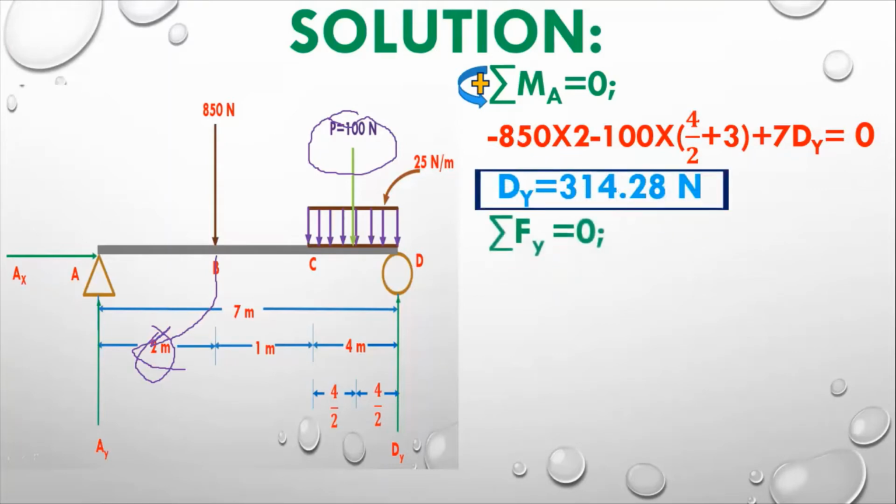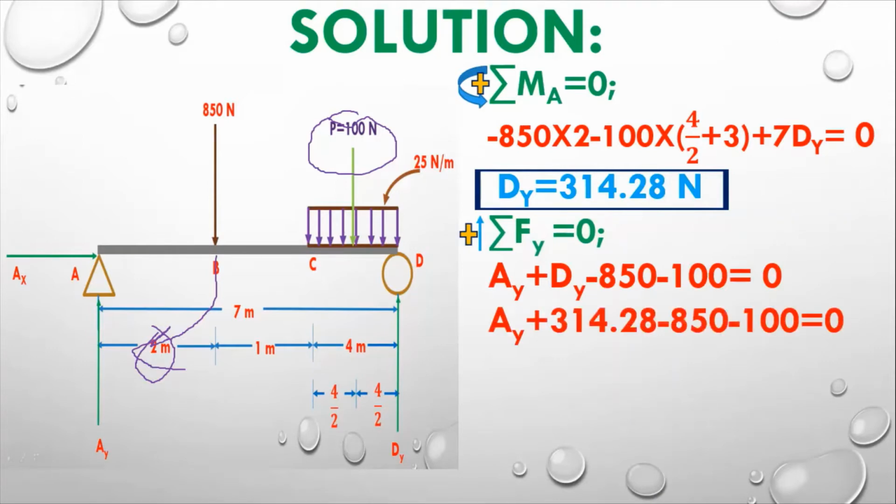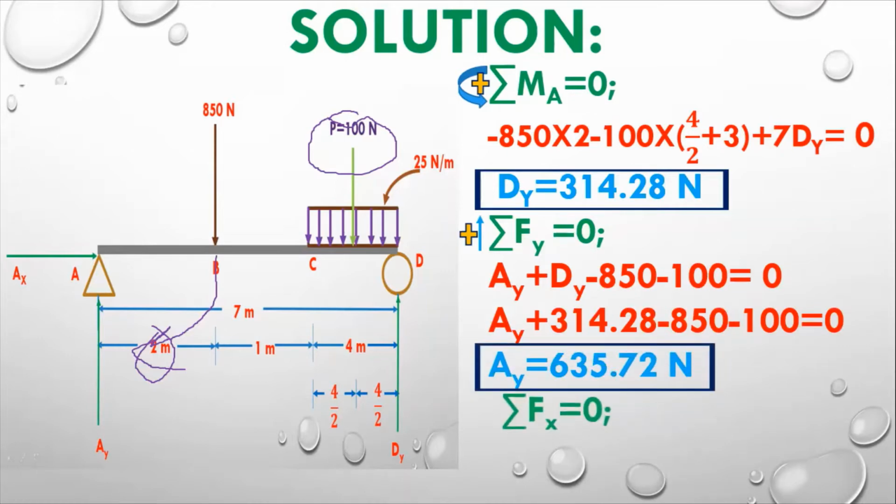It comes out to be this, and now we have to sum up the vertical forces. How many vertical forces are there? Ay plus Dy minus 850 minus 100 Newton. You can see the equation here. You can see the value here, and how can we find Ay? We already calculated Dy, so we put the value of Dy here and we get the value of Ay. When we sum up the horizontal forces, look here, Ax equals 0.